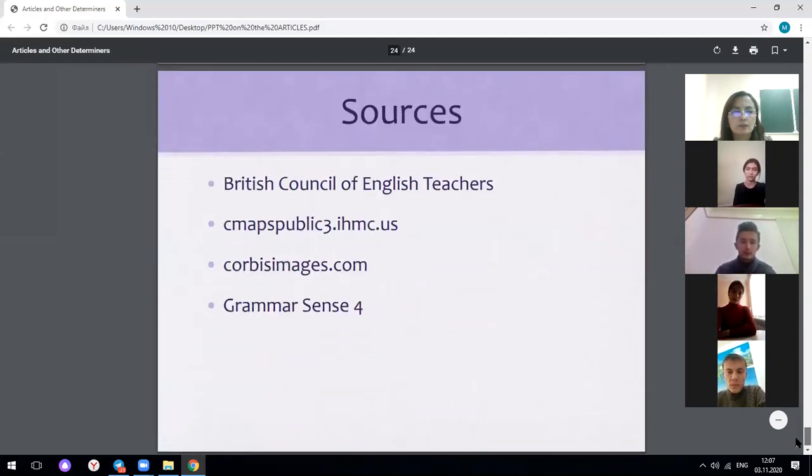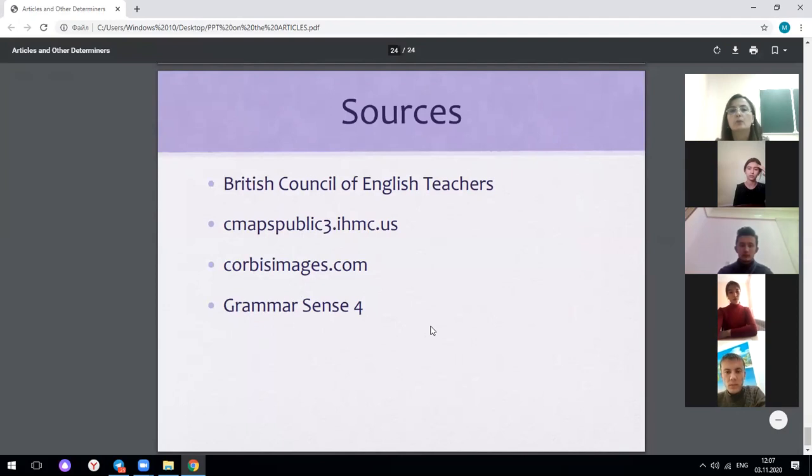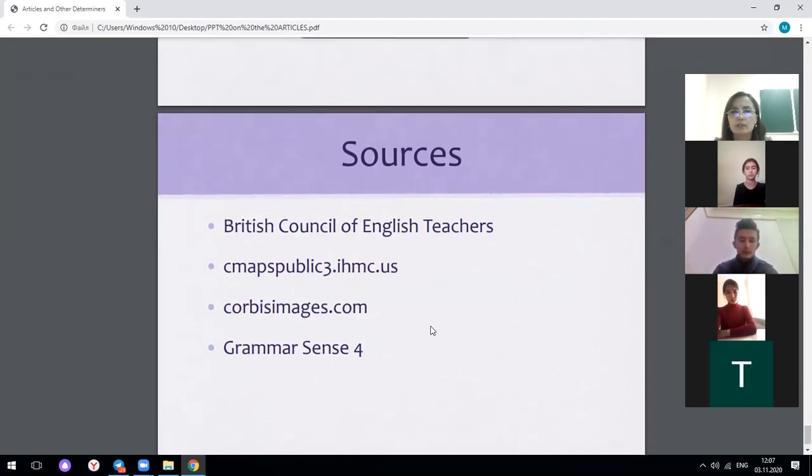Sources, yeah? So we are about to finish our slide here. The sources that we use here for our presentation. They are British Council of English Teachers and as you can see, Grammar Sense 4 and the other sources were used for our presentation. So dear students, if you have got any other additions, you may add or you may make up your own examples too.